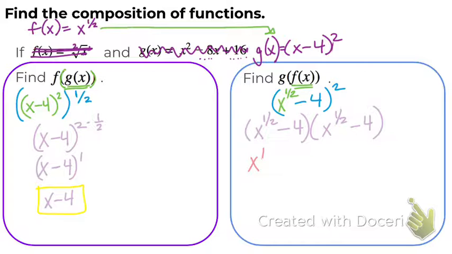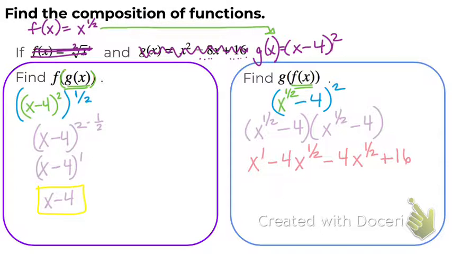Then I'm going to multiply the outside ones. So that is -4 times x to the 1/2. I'm going to multiply the inside ones. That's also -4 times x to the 1/2. And I'm going to multiply the last ones. -4 times -4 is positive 16.